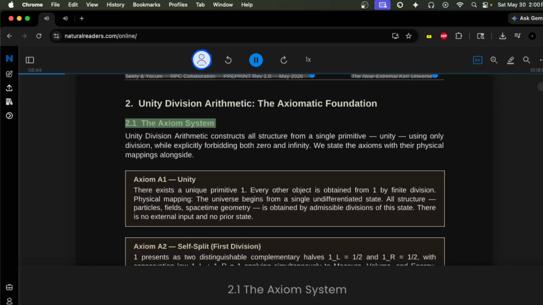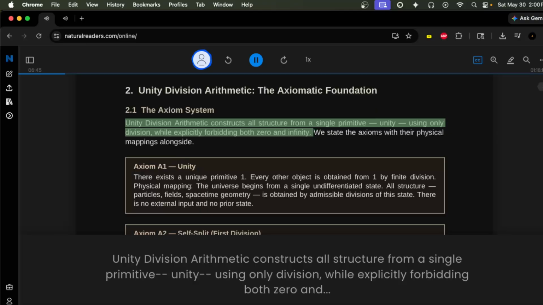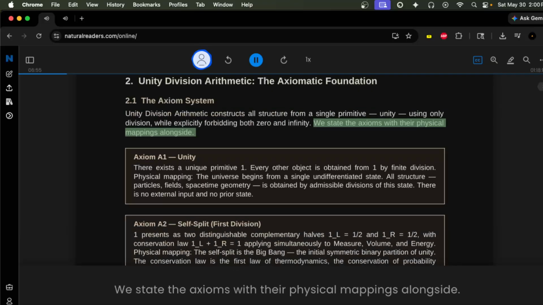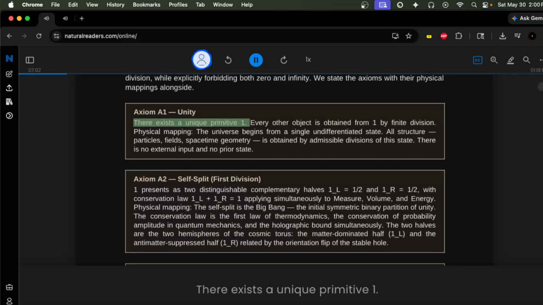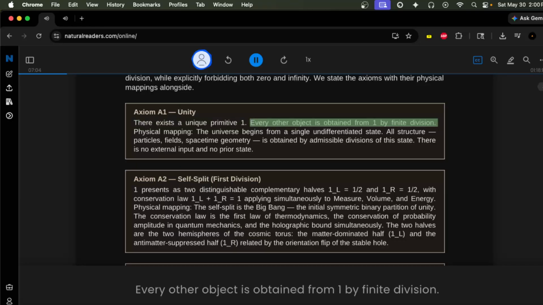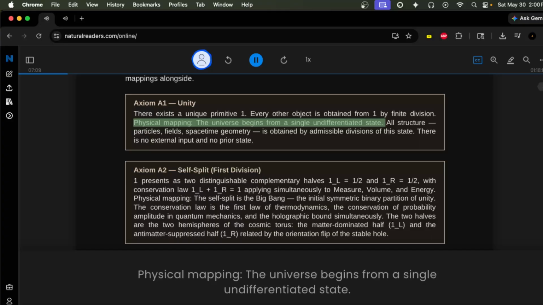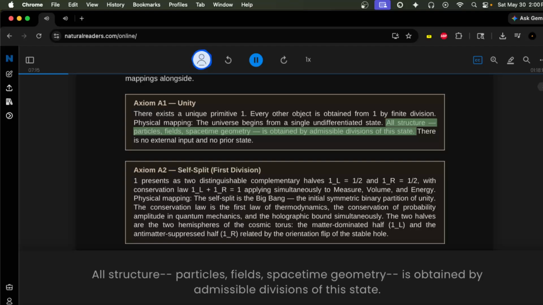2.1 The axiom system. Unity Division Arithmetic constructs all structure from a single primitive, unity, using only division, while explicitly forbidding both 0 and infinity. We state the axioms with their physical mappings alongside. Axiom A1, Unity. There exists a unique primitive 1. Every other object is obtained from 1 by finite division. Physical mapping: the universe begins from a single undifferentiated state. All structure, particles, fields, spacetime geometry, is obtained by admissible divisions of this state.